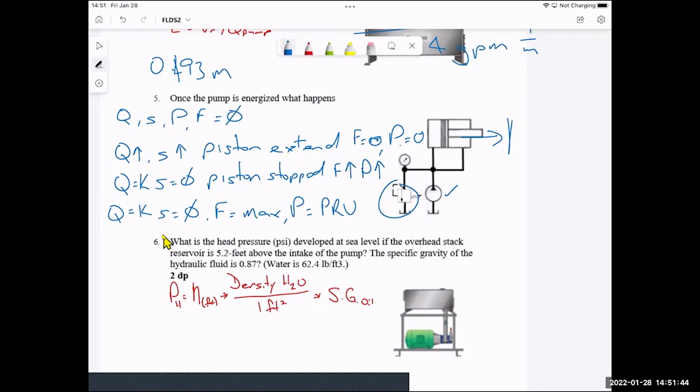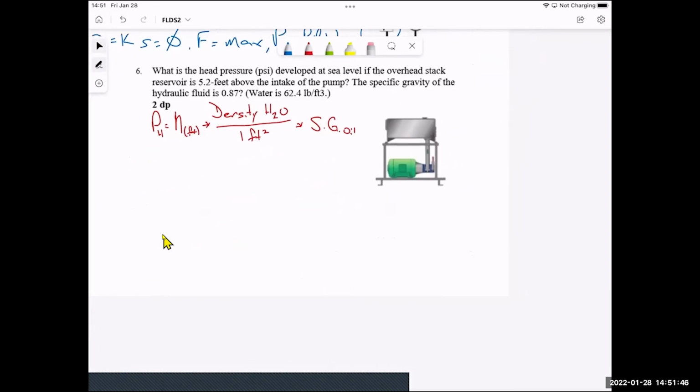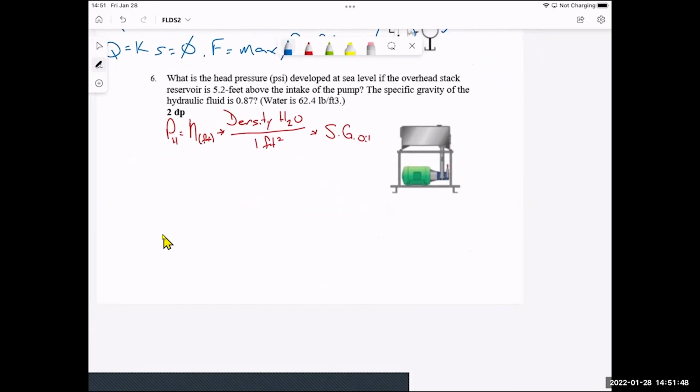Okay. The sixth one, what is the head pressure in PSI developed at sea level in the overhead stack reservoir? It's 5.2 feet above the intake of the pump. The specific gravity is 0.87. Okay, that's typical of hydraulic oil, lighter than water. So yeah, less than 1. Water is 62.4 pounds per cubic foot.